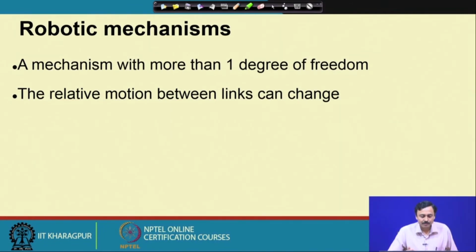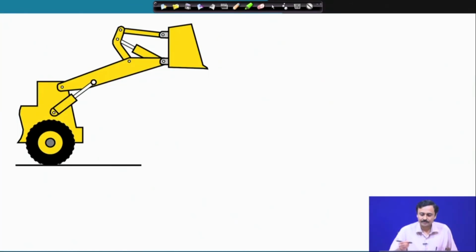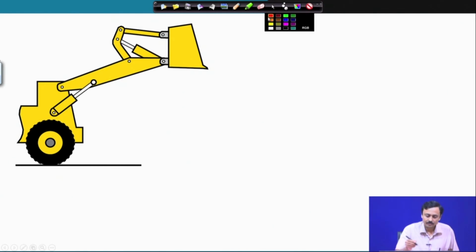So, we look at some robotic mechanisms. This is the first example, the excavator. We are going to calculate the degrees of freedom. Now, to do that, we must first calculate the number of links.